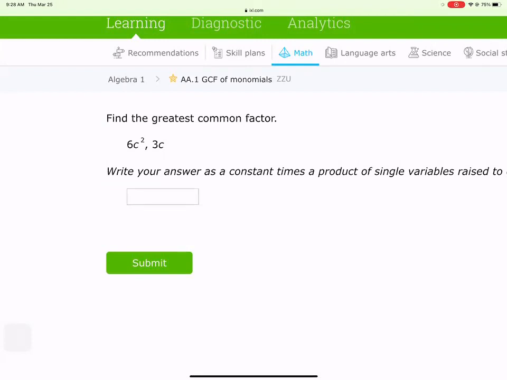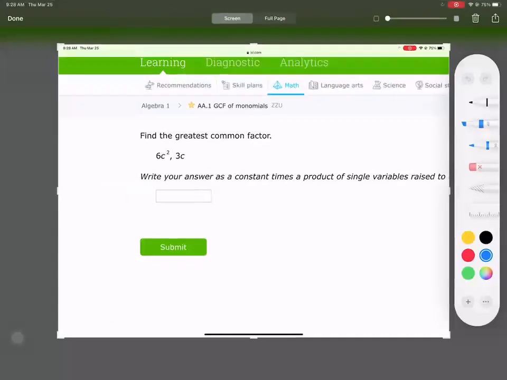I have 6 and 3. What numbers do 6 and 3 share? And c squared and c. What can we say we have in common here? Well, let's go ahead and pick this up. Yep, the same answer as before.